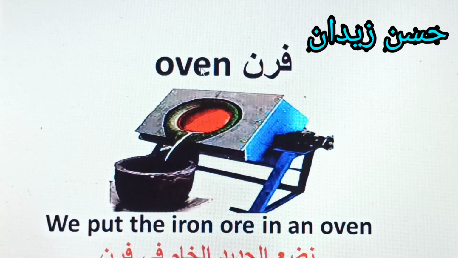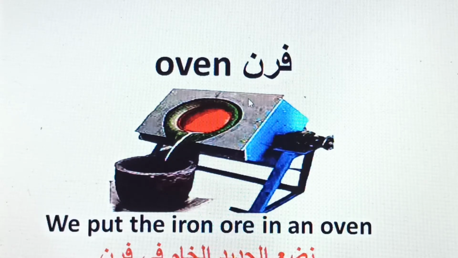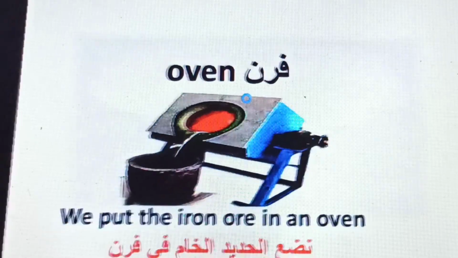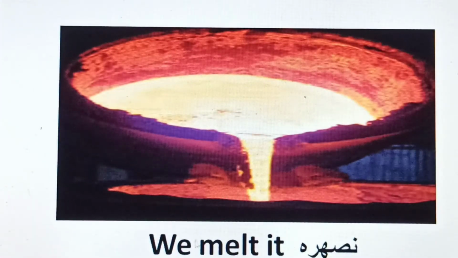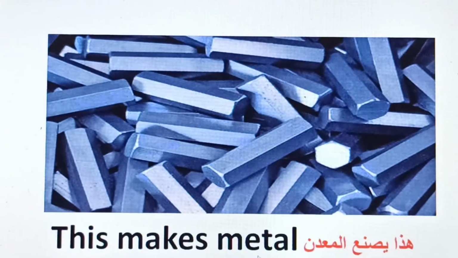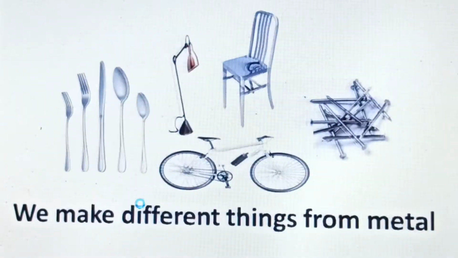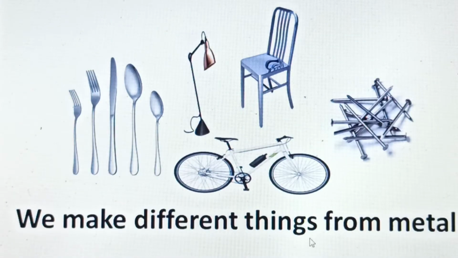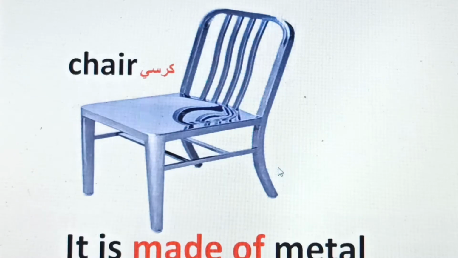وبعد كده بنسخنه درجات حراره عاليه جدا. why do we do that؟ ليه بنسخنه؟ in order to melt it، عشان نصهره، عشان ندوبه ونحوله إلى سائل. we melt it، بنحوله إلى سائل. اوكي this makes metal، وهذا يصنع المعدن. we make different things from metal، وبنصنع حاجات كتير أو مختلفة من المعدن.